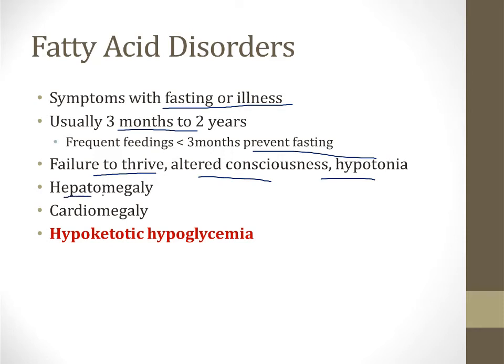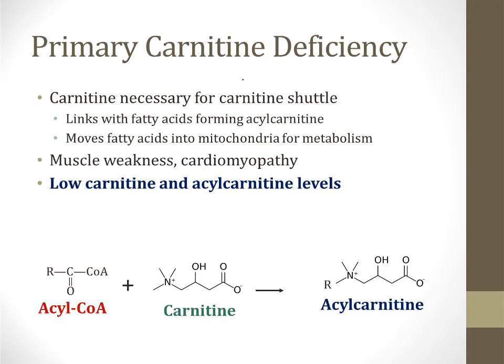These babies can have enlarged livers from fatty acid buildup in the liver. They can also have enlarged hearts from fatty acid buildup in the heart. But the key feature of these disorders that's going to help you recognize it in a board question is hypoketotic hypoglycemia that only occurs when there's a problem with fatty acid metabolism. I discussed primary carnitine deficiency in greater detail in the video on fatty acids, but I'll briefly review it here.